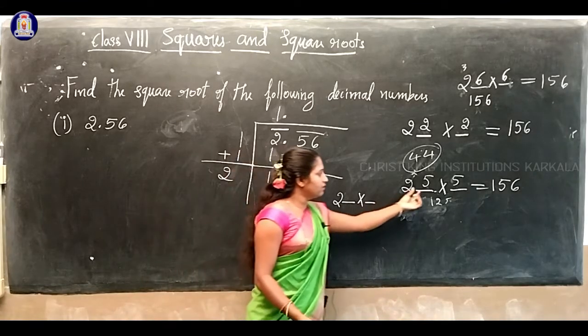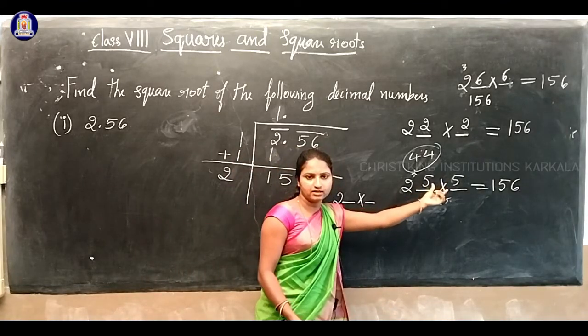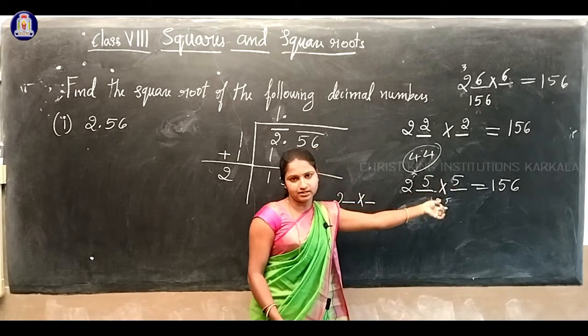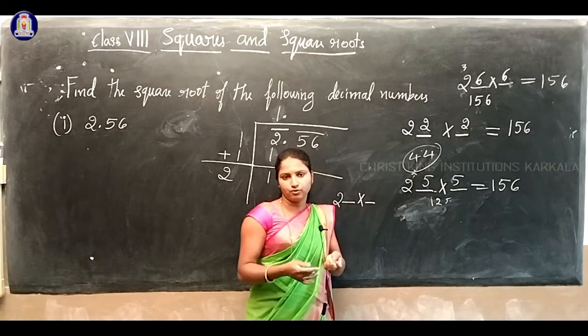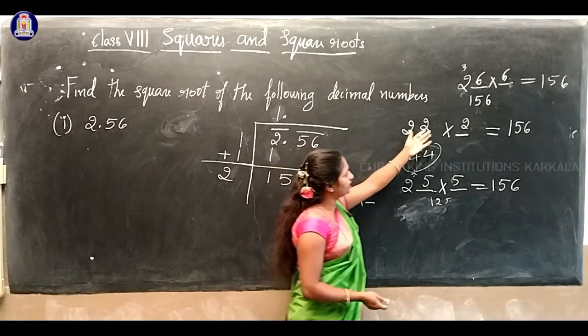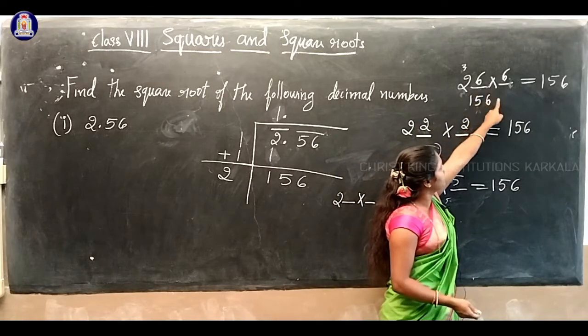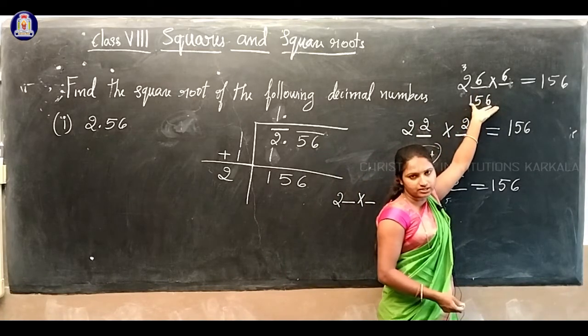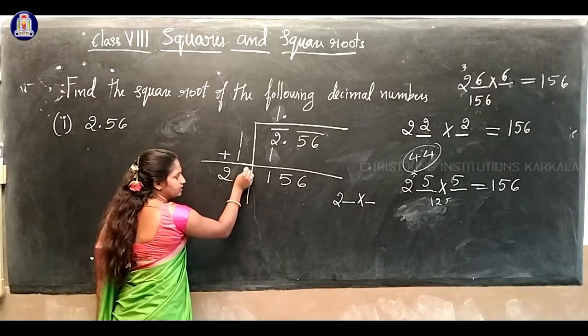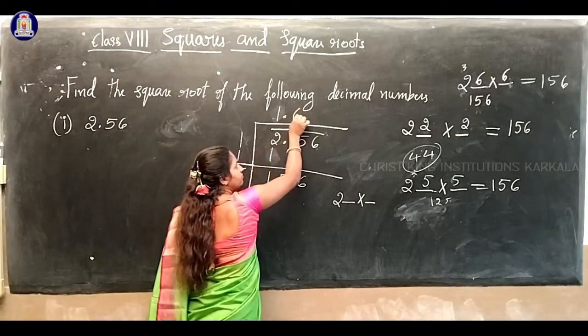125 is near to 156, but you have to check the next number also. Sometimes it may be equal to that number. Clear? See here, if I consider 26 into 6, we will get 156. So you must write 6 here and also write 6 here.